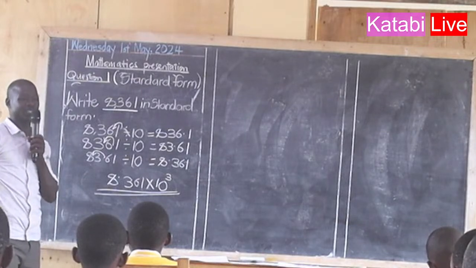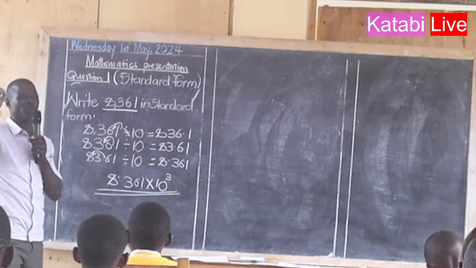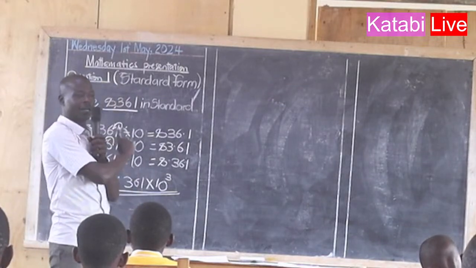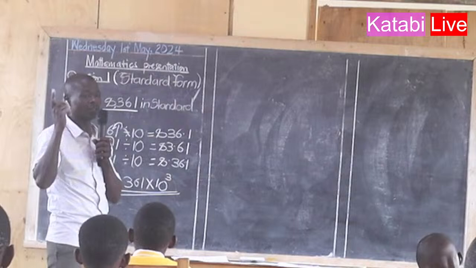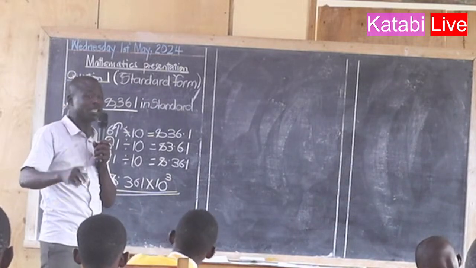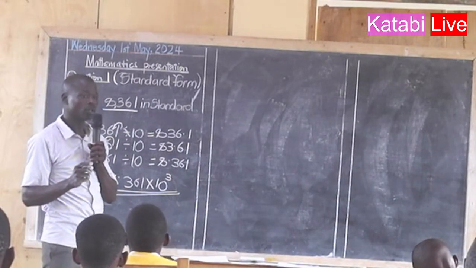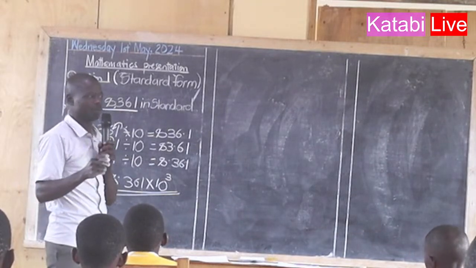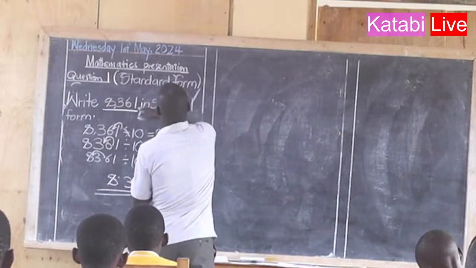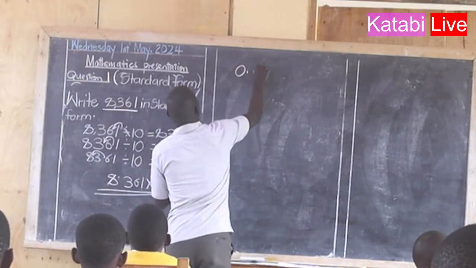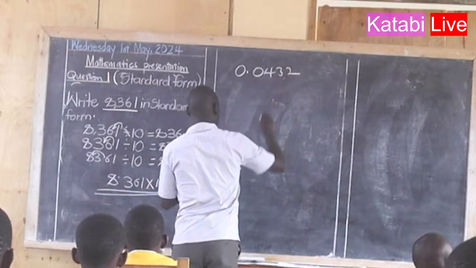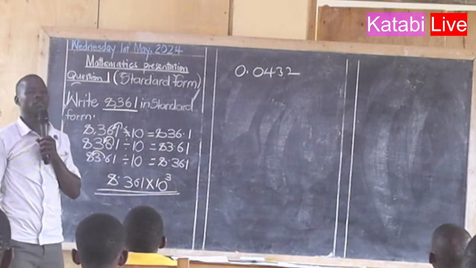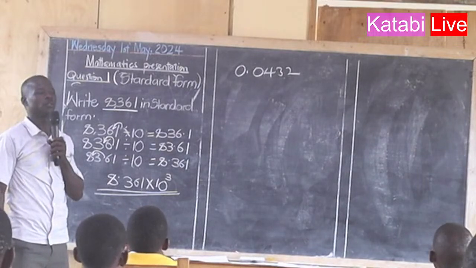The principle says keep one digit on our left hand, and the digit must be a counting number. That means it must not be a 0. Are we together? Sometimes some numbers can come like this, others can come like this. Can you read that number? 0.0432.